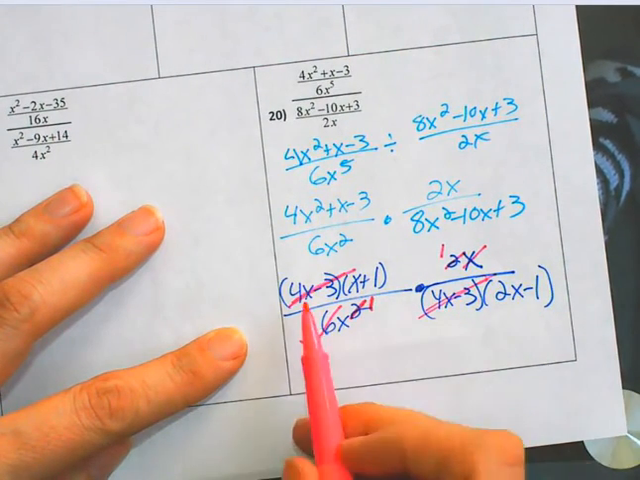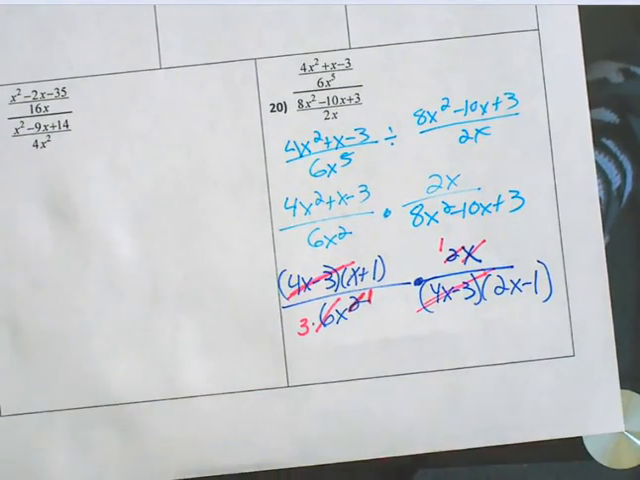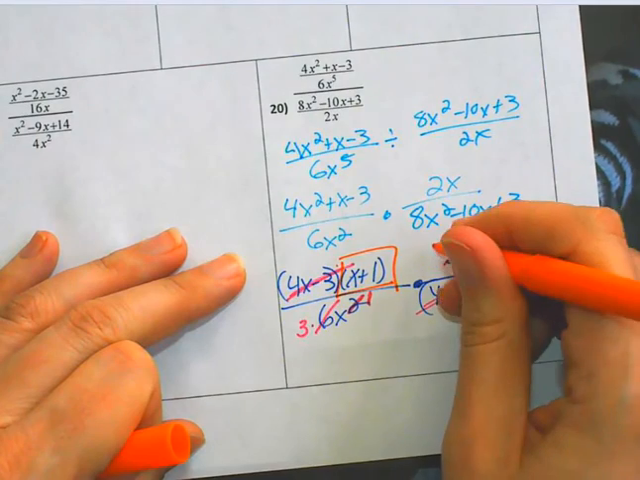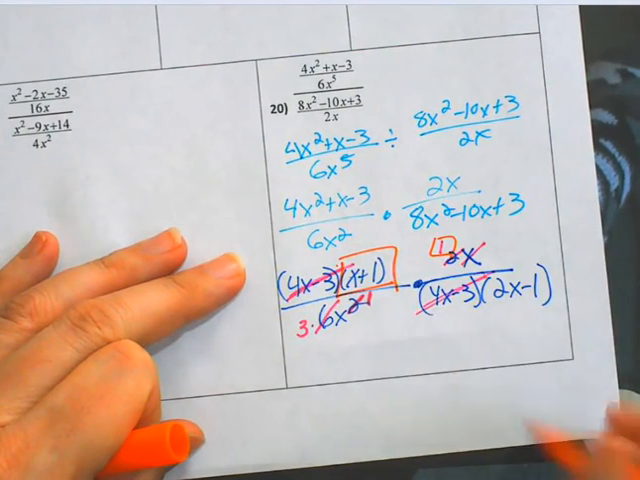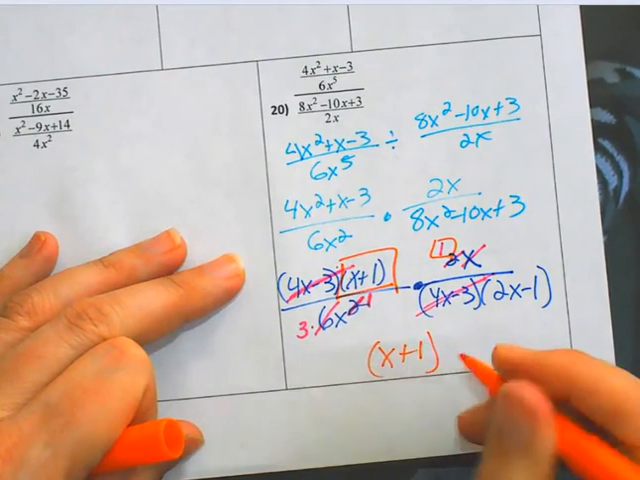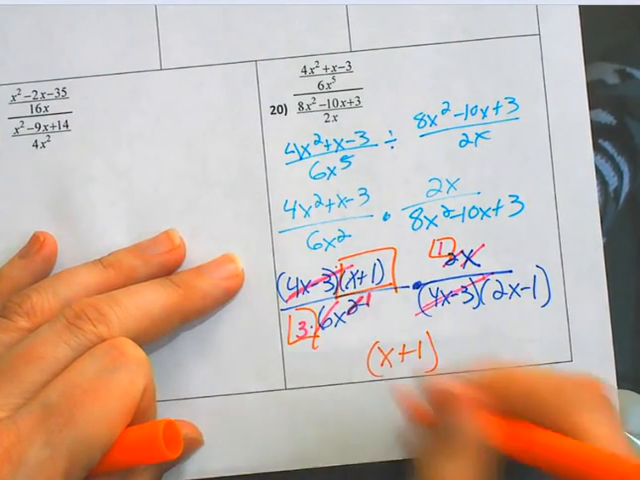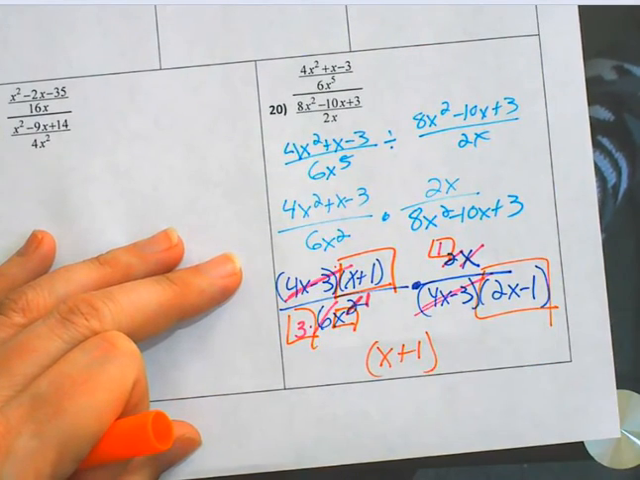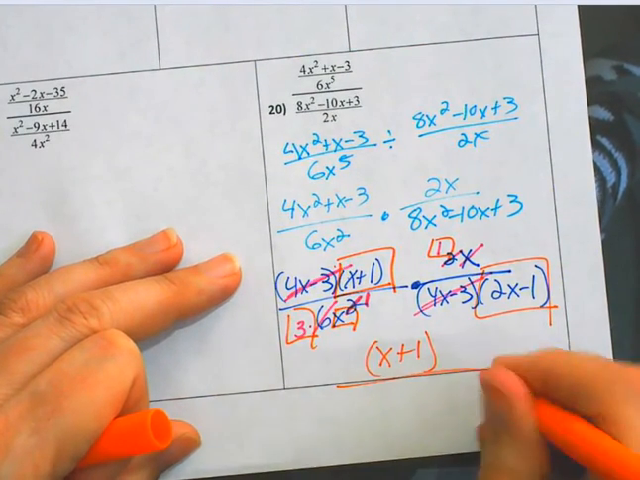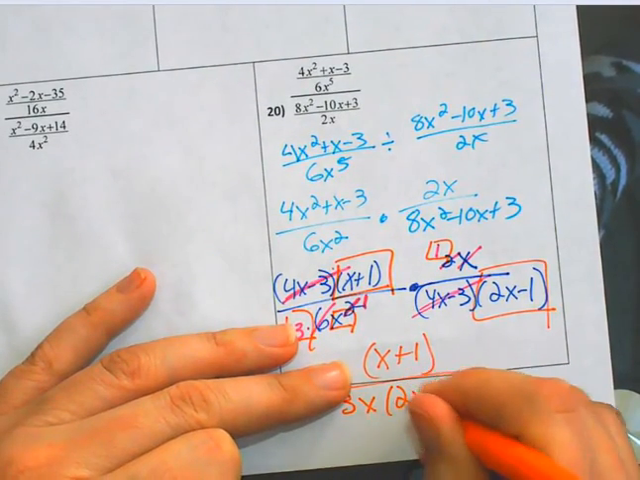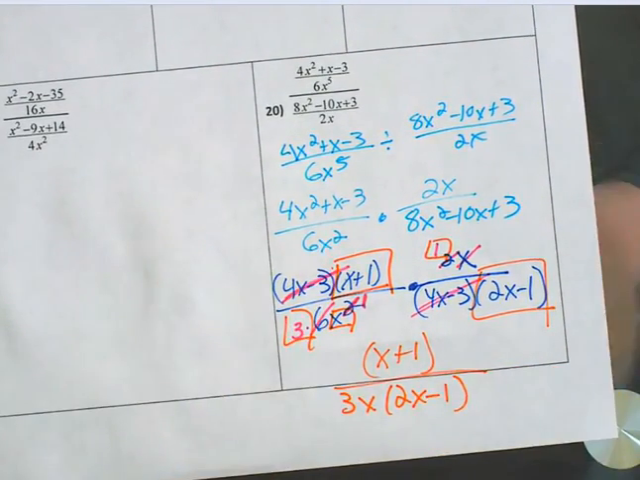So let's see what's left on the top. I have left on the top this x plus 1, and then just 1 is left over here. So x plus 1 times 1 is just x plus 1. At the bottom I have the 3, I have 1x left, and then I have the 2x minus 1. So on the bottom I have 3x times 2x minus 1. You don't need to multiply those back together. You can just leave them like they are.